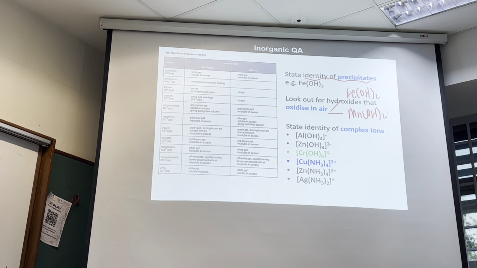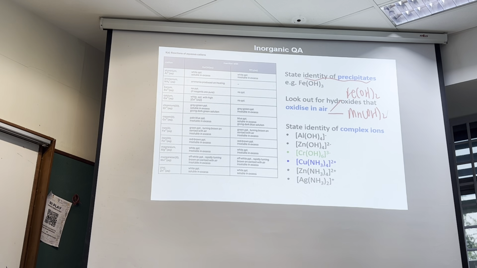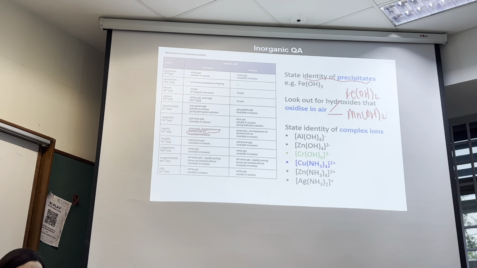The other one is this off-white that will also turn brown. So this off-white, when you're not sure whether it is manganese, look out for the brown. It browns really fast actually. On contact with air, turns brown rapidly on contact with air.